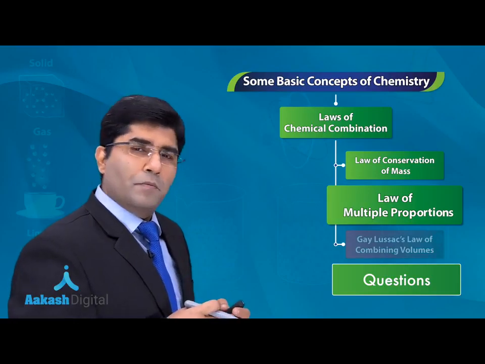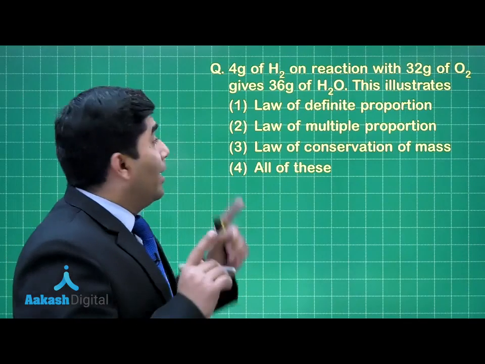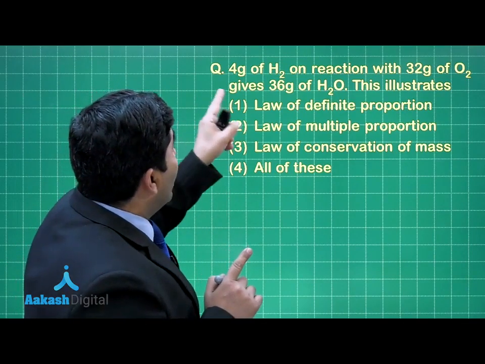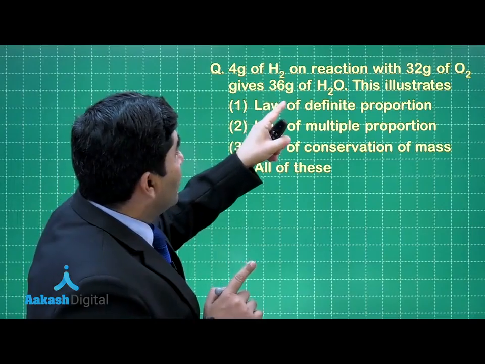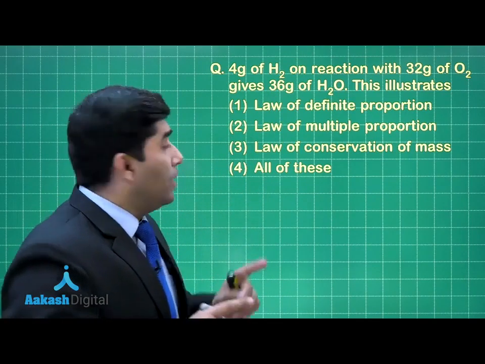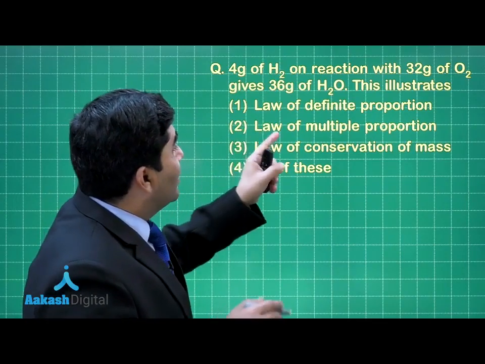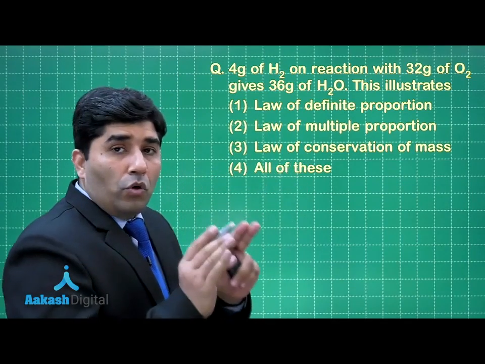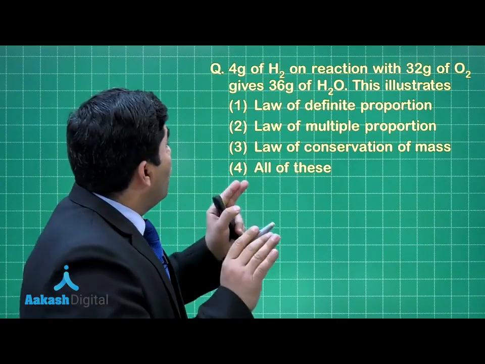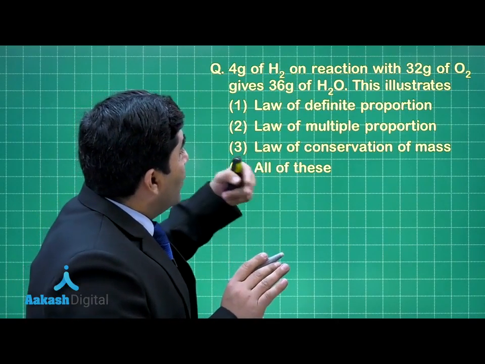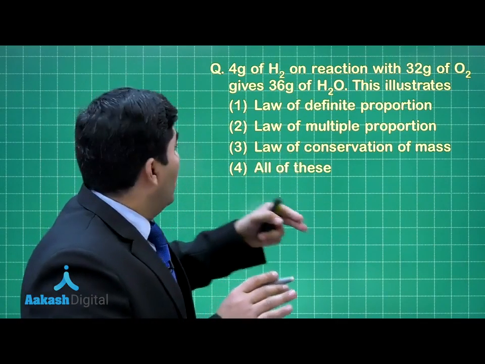Let's solve some more problems. Now guys, this question is asking: 4 gram of hydrogen on reaction with 32 gram of oxygen gives 36 gram of water. This illustrates the law of chemical combinations given to you in the options.